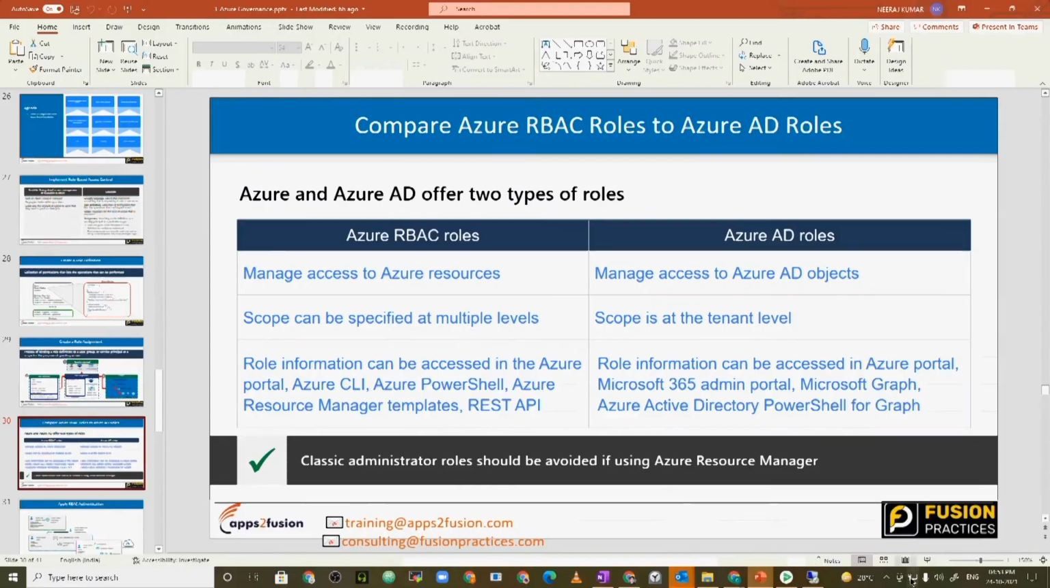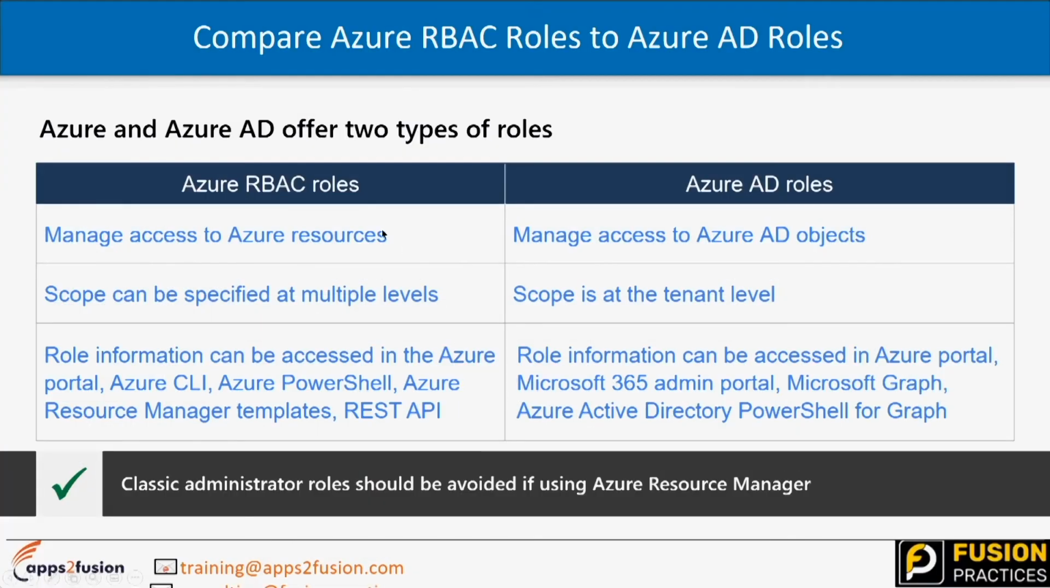Now this is what it is talking about in this slide. So you can assign two different types of roles: Azure RBAC roles, which are assigned at management group level, or at a subscription level, or at a resource group level, or at a resource level. Okay, so these are the roles that you're assigning. Azure AD roles are assigned at the Azure Active Directory level. That is your identity part.